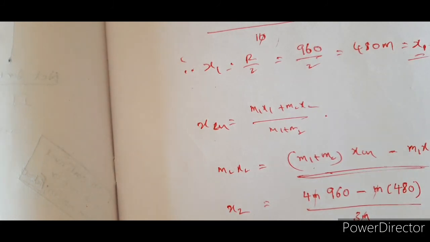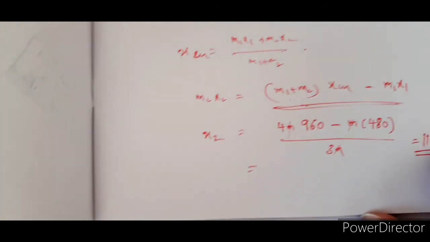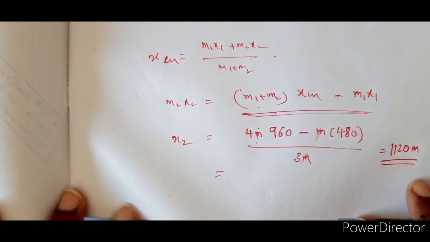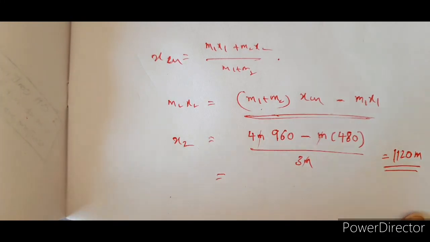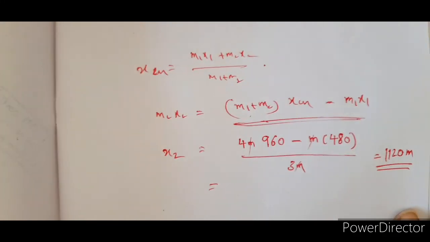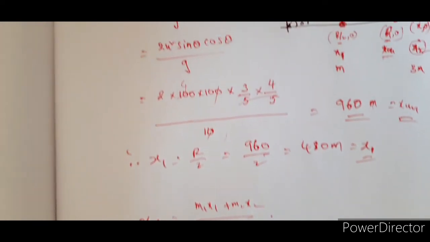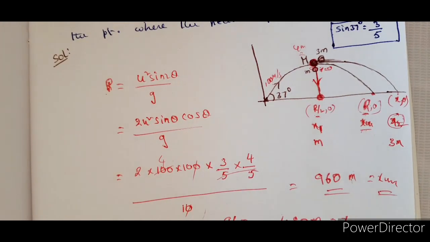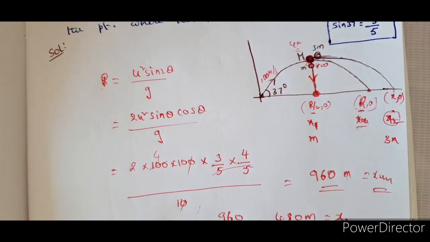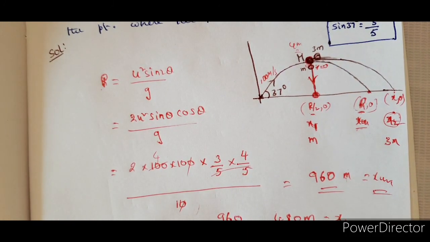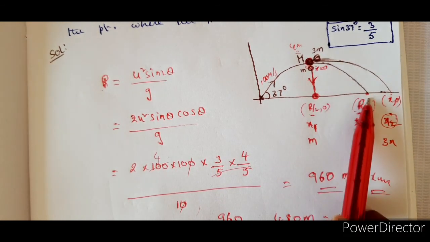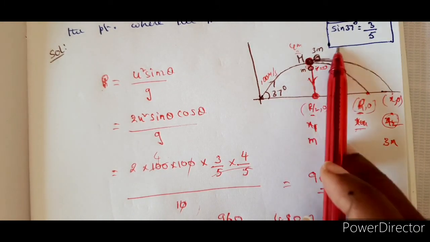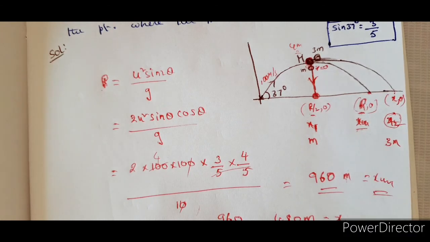So where is the particle landing? The particle is landing at a distance of 1120 meters. Clear? The substitution and simplification part, you follow your own method, but the concept is important. What is the basic concept that you have to keep in mind? There is no external force acting. The reason for the explosion is not an external force. Therefore, the internal forces cannot change the path of the center of mass. The center of mass will continue in the same path even after the explosion. Clear? That is the basic concept.